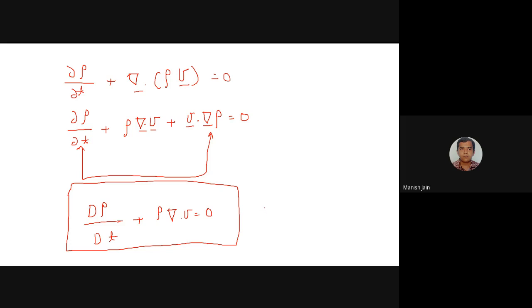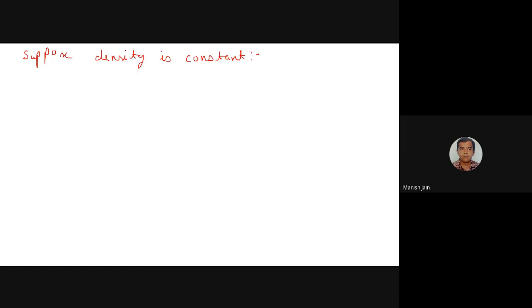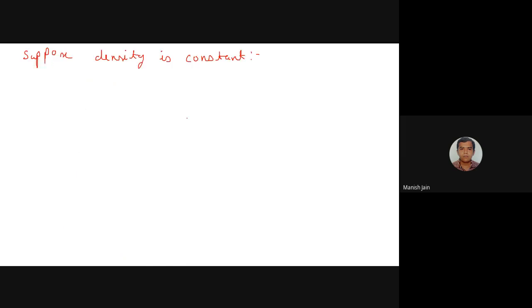Suppose you have constant density. Suppose density is constant. Then the equation will become, these two terms will be cancelled out. Density will not change with time, density will not change with any position. So you will end up with the equation rho del dot v equal to 0, or you can say, because density cannot be 0, that means del dot v equal to 0.